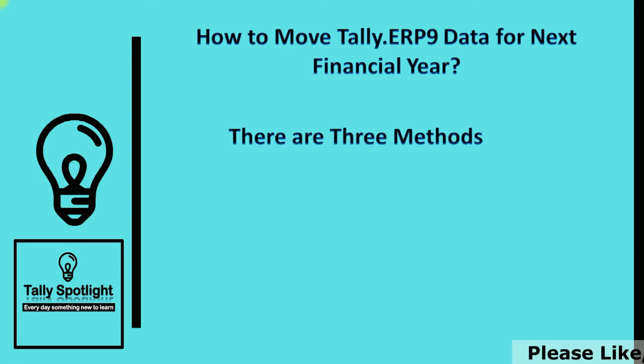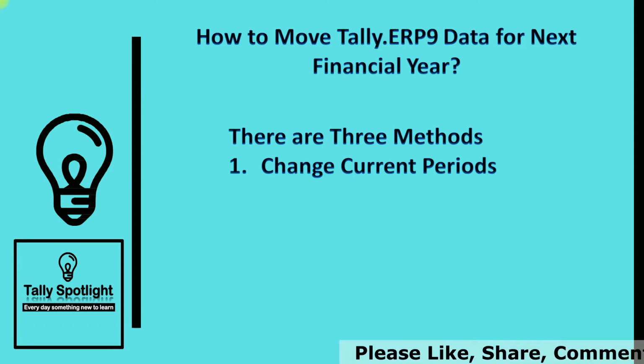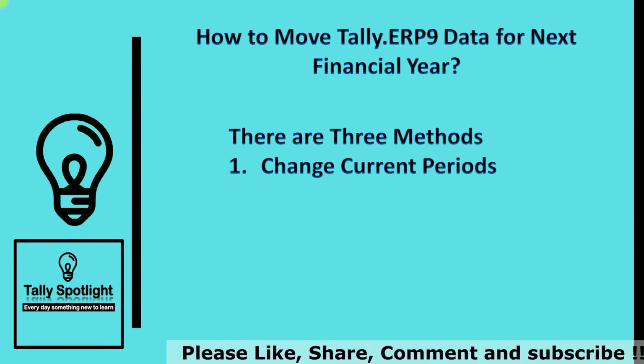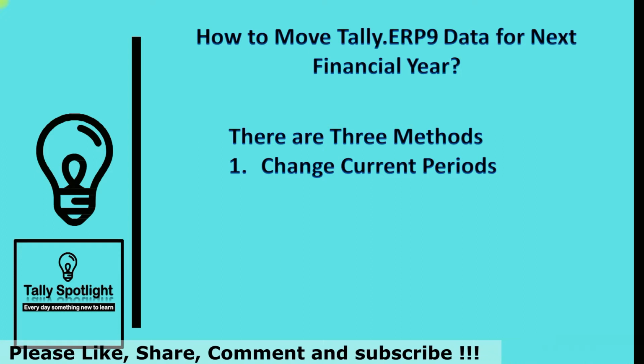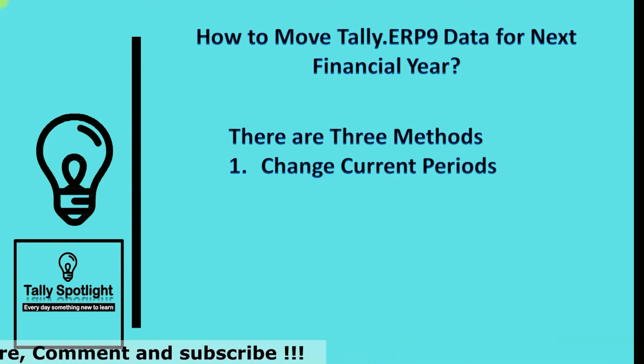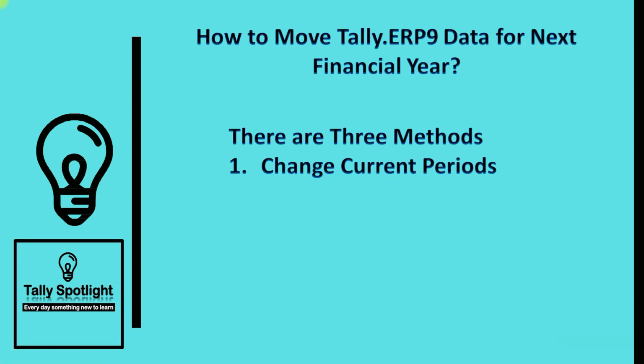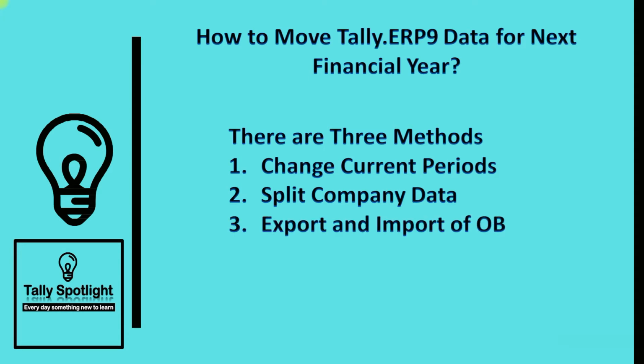There are three methods. First one, change current period method. This method we have already covered in the previous session in detail. For your reference, we have already given the link in the description box. Second method is split company data. In this session we are going to cover it. And third one is export and import of opening balance.